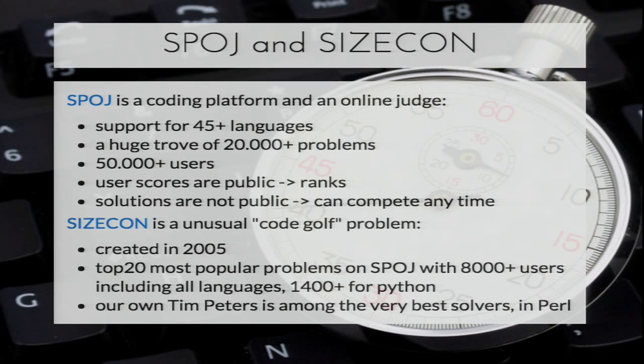One of the characteristics of SPOJ with respect to other coding competitions that you may know is that while user scores are public, and you have ranks, so you know who are the regulars, who are the good ones, and who is good in C++ or Python, solutions are not made public at the end of a competition, so you can actually compete anytime. Some of the problems are really old, and they have been solved by a lot of people. If you look on the web, someone published their solution, and you can find solutions for the easy problems, but the hard problems are solved by people who really value their position in SPOJ, so they don't publish the code, and you have to do it yourself.